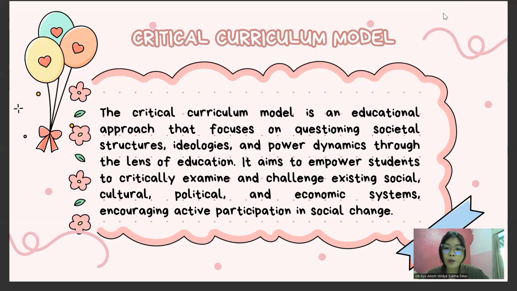Critical curriculum model. So the critical curriculum model is an educational approach that focuses on questioning societal structures, ideologies, and power dynamics through the lens of education. It aims to empower students to critically examine and challenge existing social, cultural, political, and economic systems, encouraging active participation in social change.